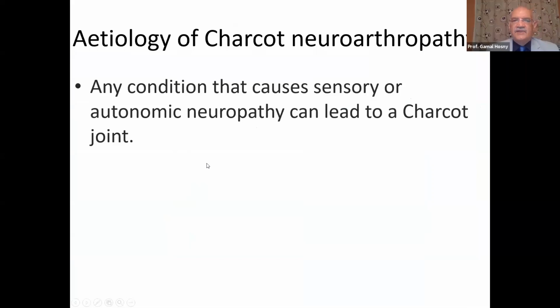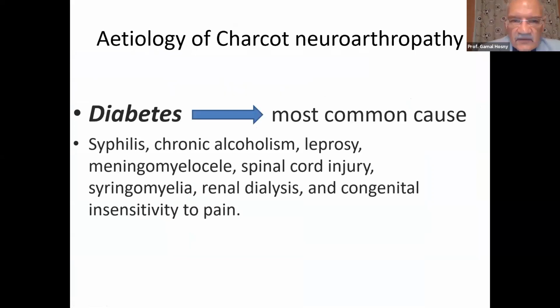What's the etiology? Any condition that causes sensory or autonomic neuropathy can lead to Charcot joint or neuroarthropathy. The most common cause is diabetes. The most common cause. But it can also happen with syphilis. The first reported case was syphilis, then chronic alcoholism, leprosy, myelomeningocele, spinal cord injury, syringomyelia, renal dialysis, and congenital insensitivity to pain.